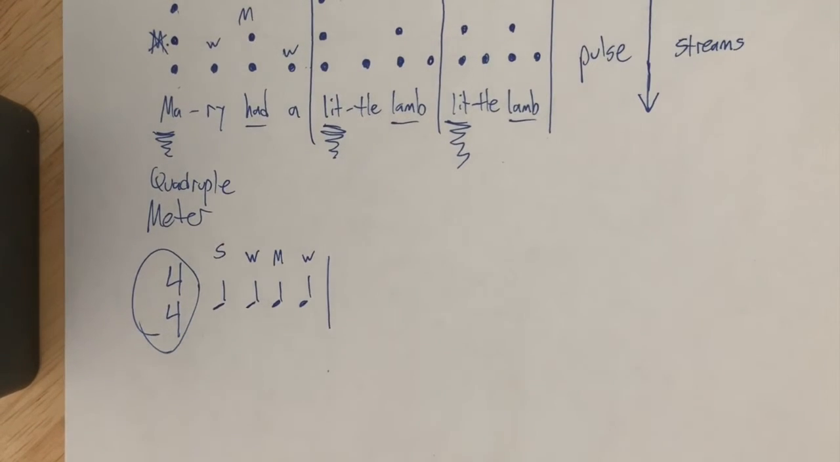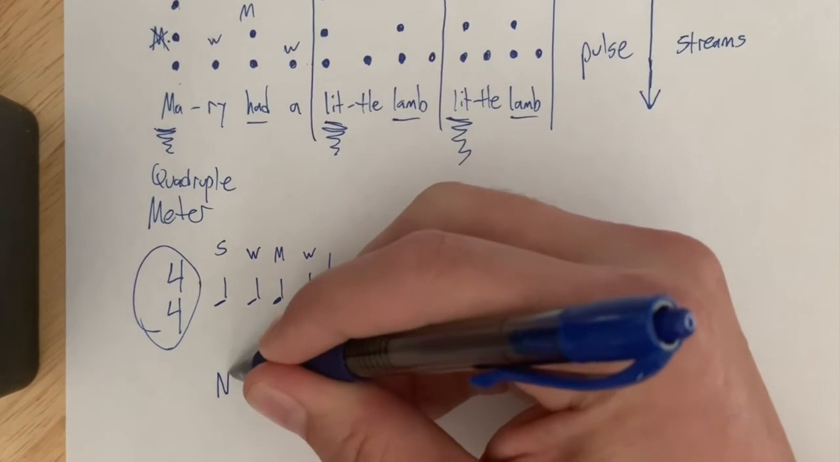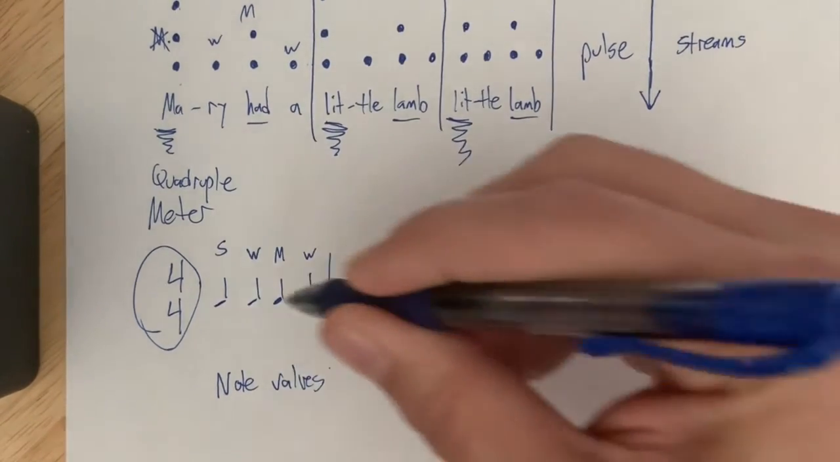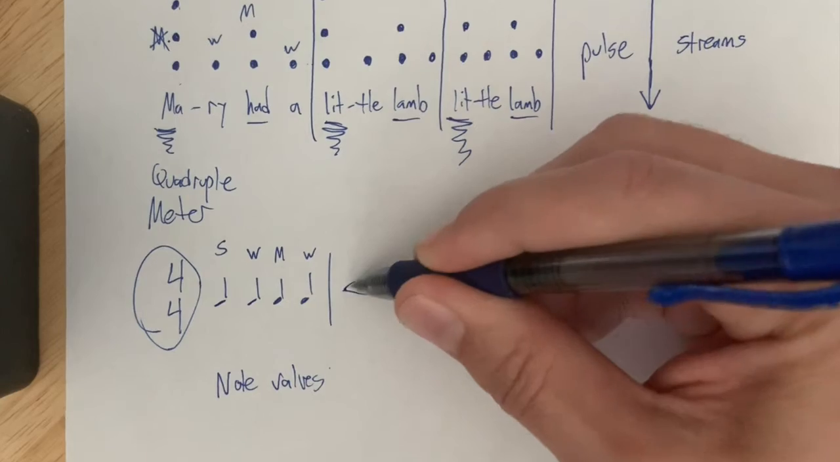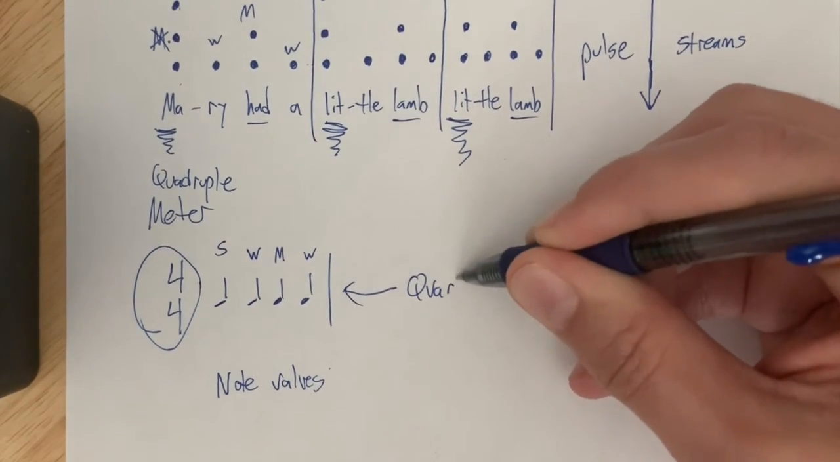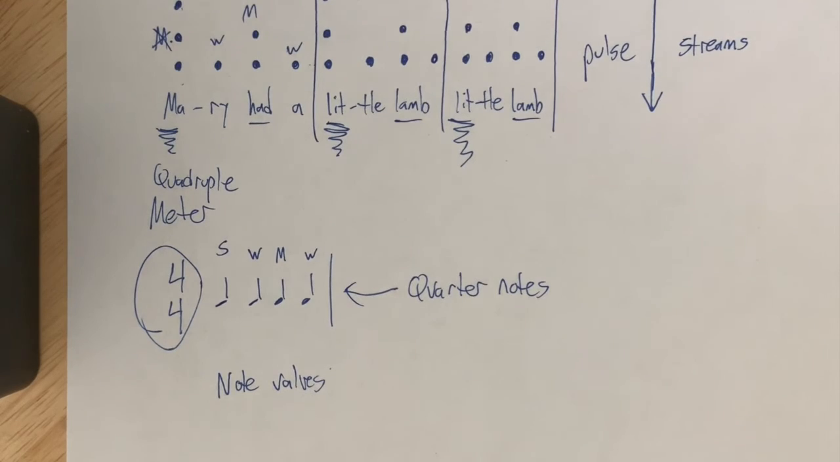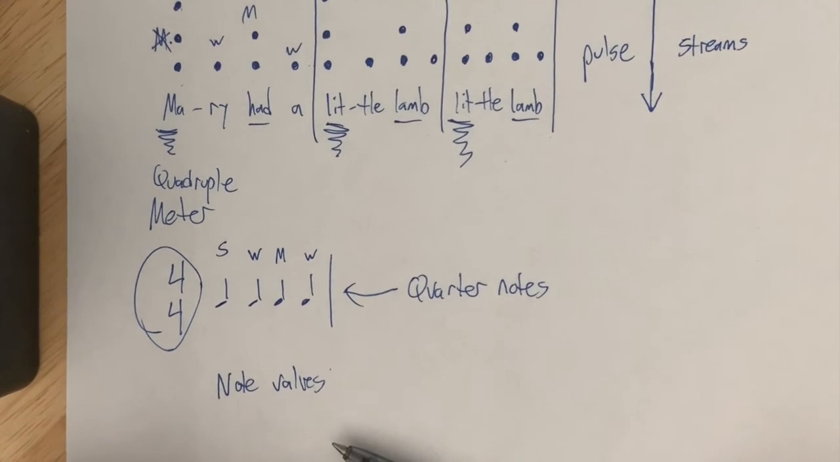That seems a good place to stop. And we will get into note values next time. Sneak preview. These guys are called quarter notes. And the reason they're called quarter notes is because of stuff that we will talk about in the future.